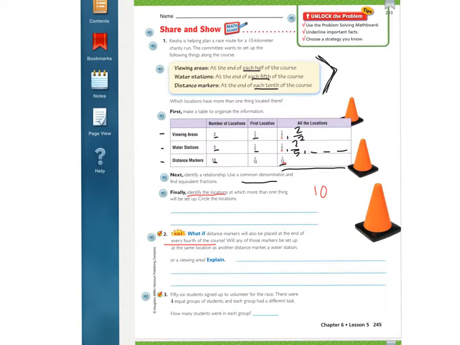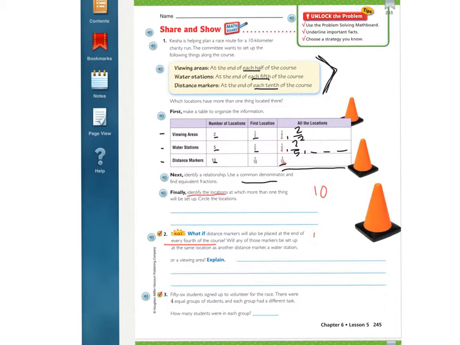Okay, so you need to think about that. If it's every fourth, right, how many locations will there be? There will be 4. Identify where they would be. 1/4, 2/4, 3/4, and 4/4.